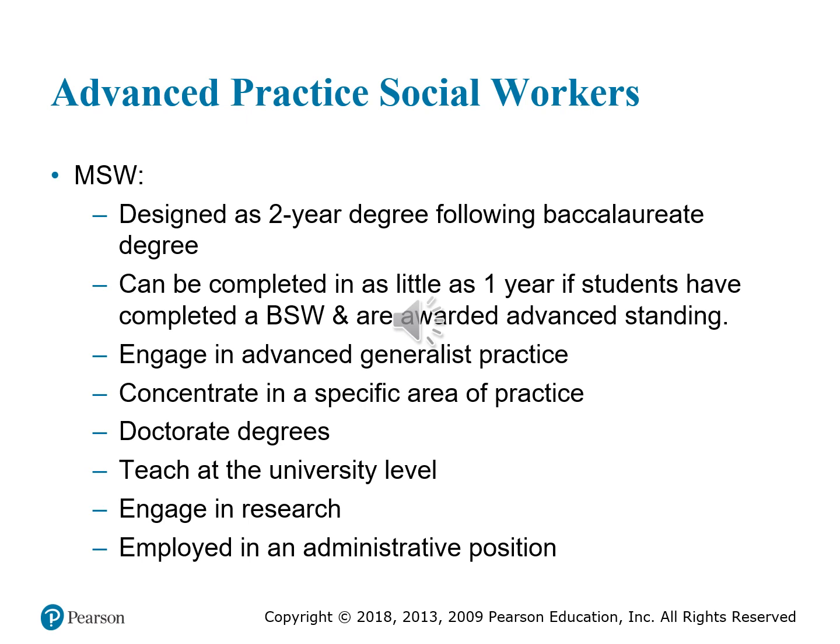You are now considered an advanced generalist practice social worker. You can specialize in social work, meaning you can decide to work with children, families, the aging, substance abuse, domestic violence. You do more of a specialty. This is the entry level to getting a doctorate degree if that's what you decide you want to do. You can also teach at the university level with your master's degree in social work. You engage in research, and you can be employed in an administrative position with the master's degree in social work.